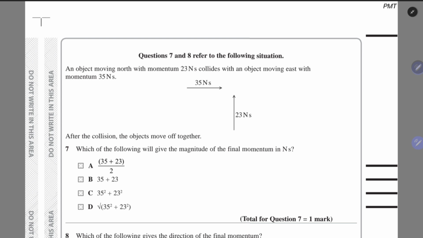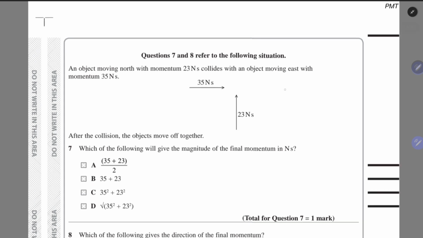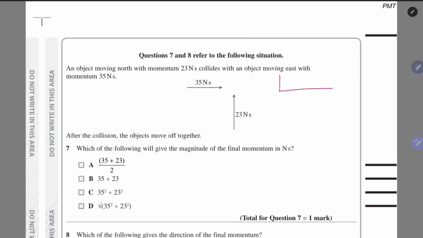An object moving north with momentum 23 collides with an object moving east with momentum 35. After collision, the objects move off together. Which of the following will give the magnitude of the final momentum in S? Let's find out. This is going there. That is going there. So we need to find this. This is 35. This is 23. So what is this? We're going to use Pythagoras formula here. Let's take it as x. x equals square root of 35 squared plus 23 squared. Option D. Yay.